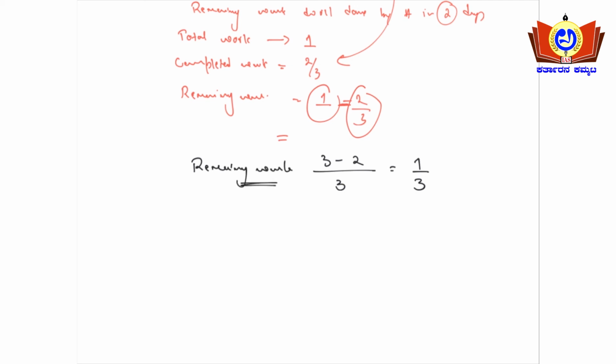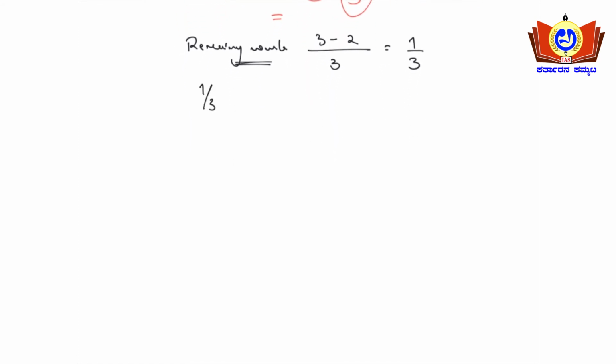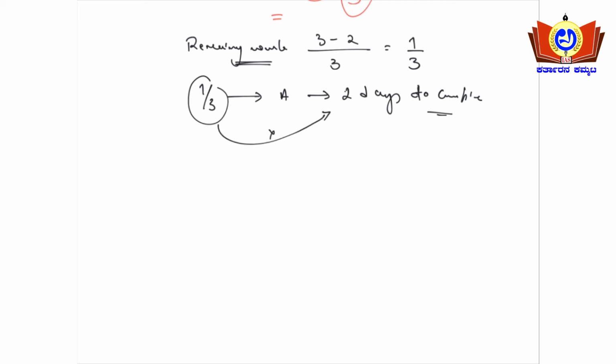Remaining work will be 1/3, and this 1/3 of work, A will take how many days? 2 days to complete. So when you multiply this 1/3 with 2, what you will get? Total completion of one work will be done by 3 into 2 days. So A alone can complete the work in 6 days.